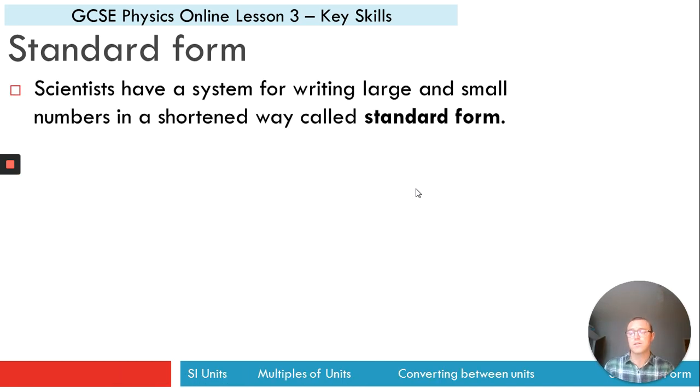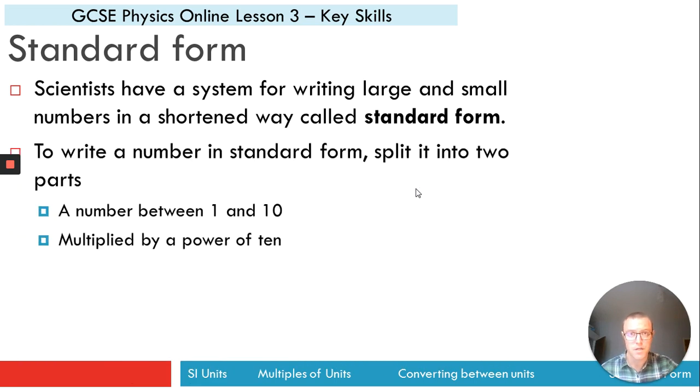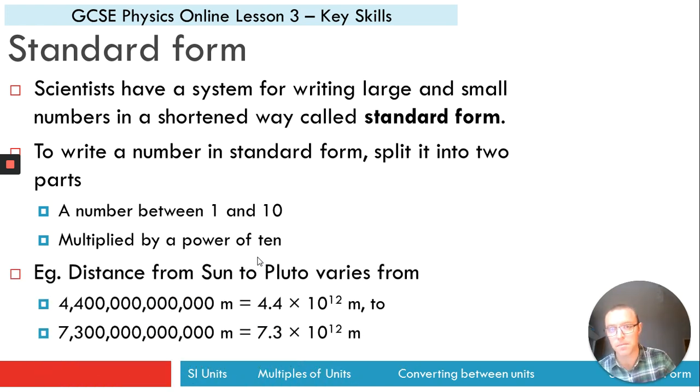Scientists have developed with mathematicians a system for writing large and small numbers in a shortened way, and it's called standard form. It comes in two parts. Don't be afraid, it's quite simple once we've seen it and done a couple of examples. There are two parts to it: a number in standard form, that is a number between 1 and 10, and a multiplication of that number by a power of 10. What do we mean by that? Let's find out. That Pluto example, here we go.